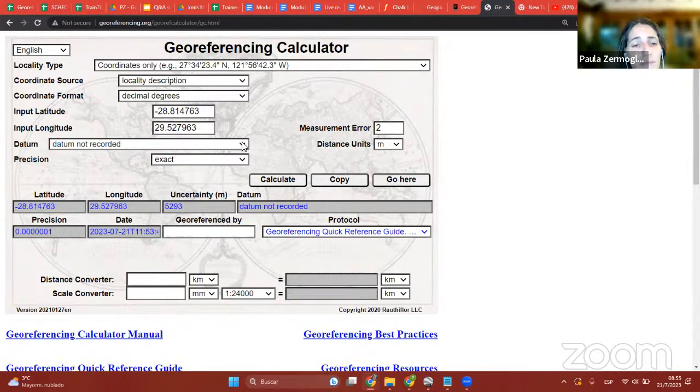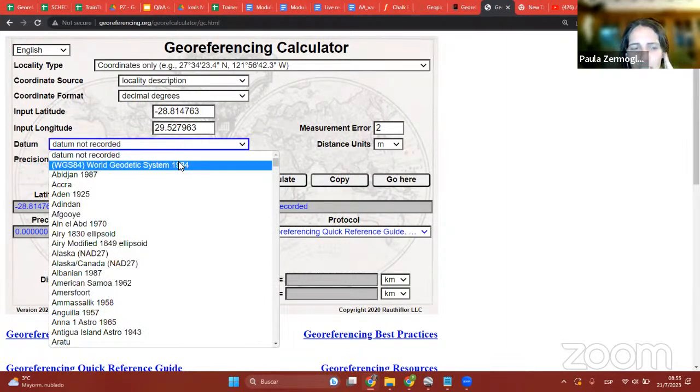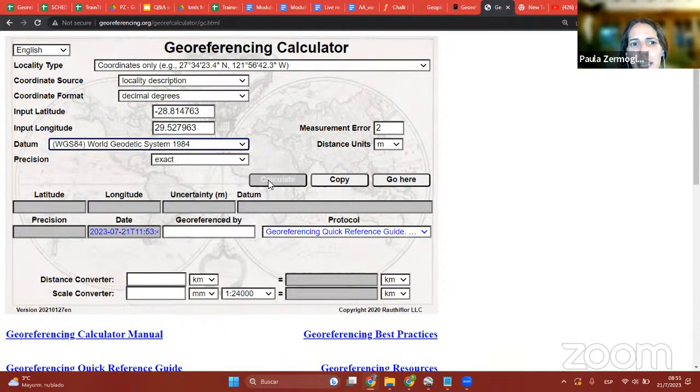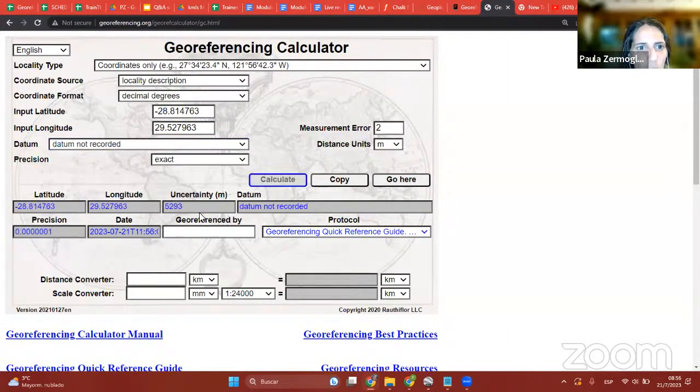Not knowing the datum can be very bad. So let's see what would happen if we knew the datum was any of these. Let's say WGS84. And let's recalculate the uncertainty. It goes from 5,000 meters to 2 meters. I will do it again so that we actually see the values again. We have 5,000 meters of uncertainty if we don't know the datum. But if we knew the datum, it would be 2 meters.